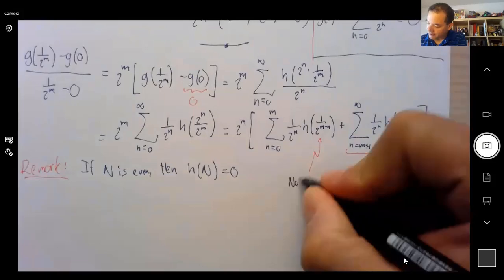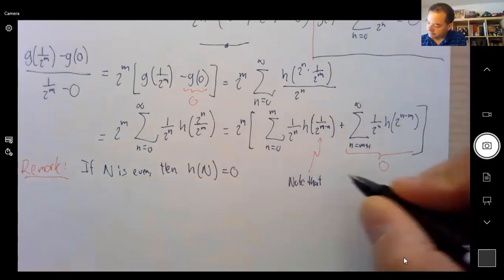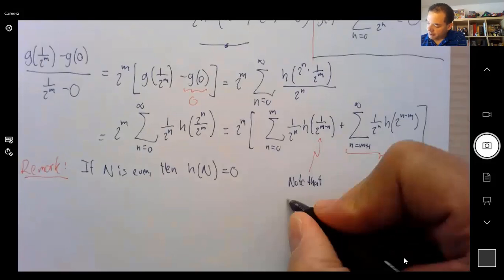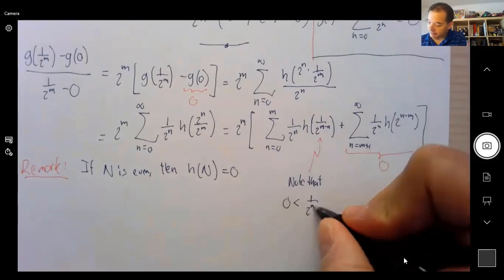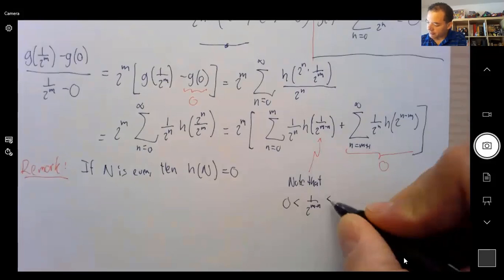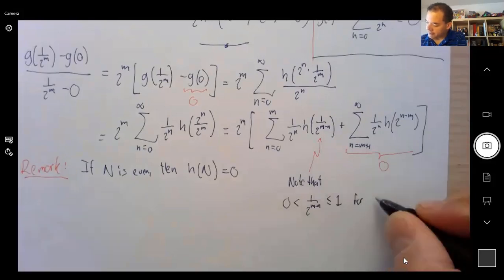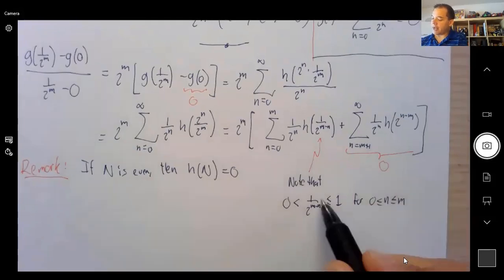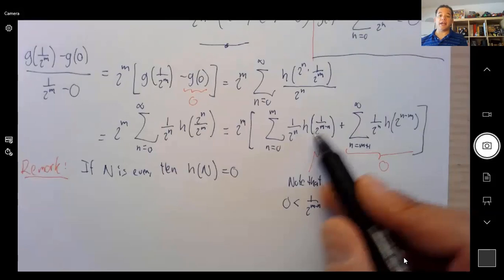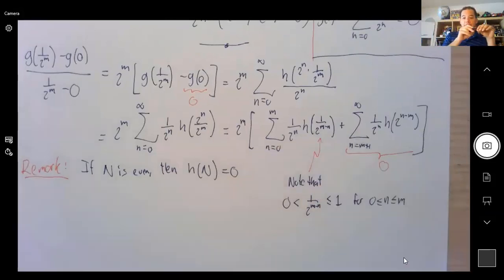So note that 0 is less than or equal to 1 over 2 to the m minus n, which is less than or equal to 1, for n between 0 and m, right? So this number, the highest is 1, and then it goes 1/2, 1/4, 1/8. So this number is between 0 and 1. And what is h of a number between 0 and 1? It's the beginning of the graph, right? So h of that number is the number itself. That's just the identity line right there, correct?